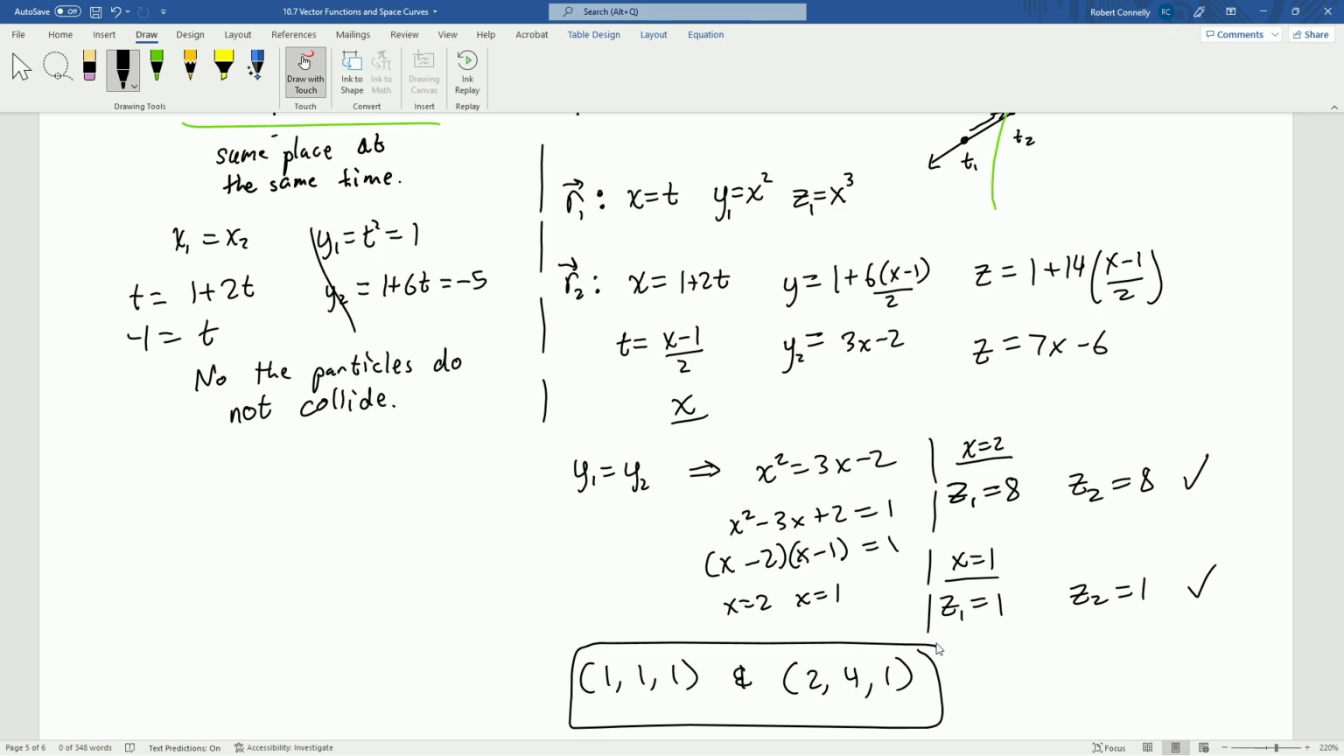But let's be clear, the paths intersect. That doesn't mean the particles traveling along those paths collide.